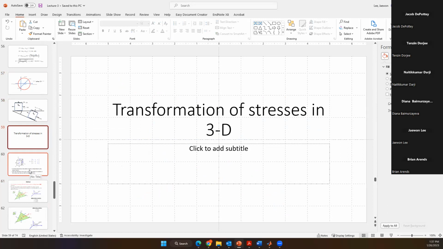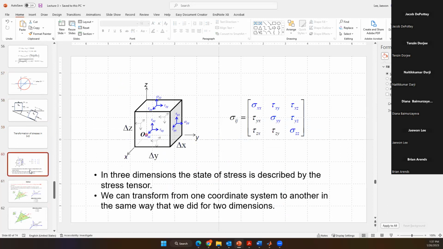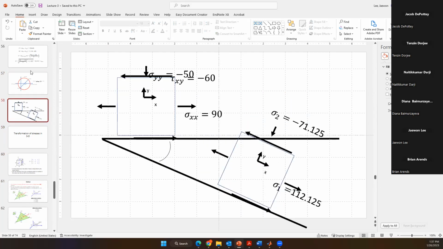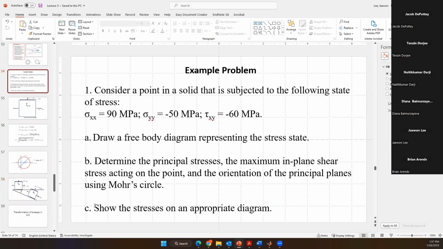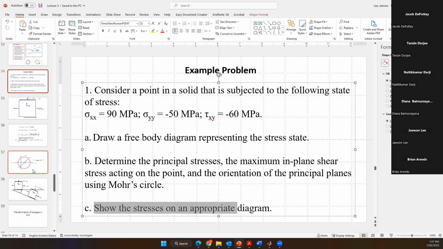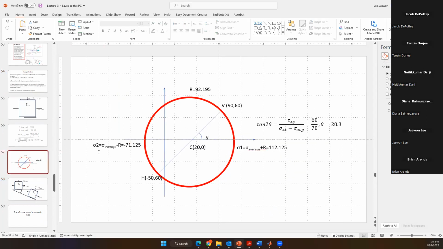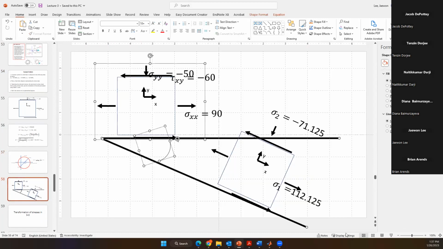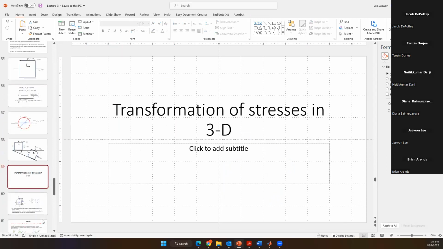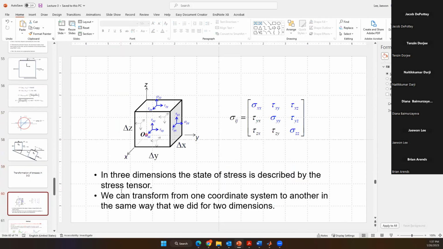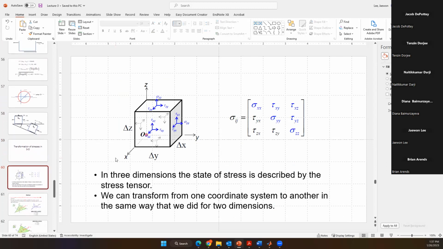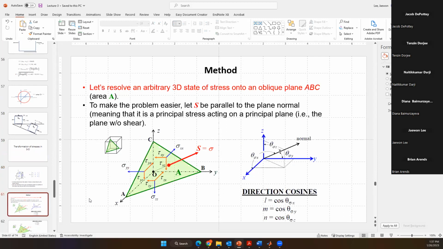I'm so sorry about that. And then I'm going to move on to the 3D transformation. This is the answer of the C. So we can get the Mohr diagram and then clearly see the meaning of the Mohr diagram.